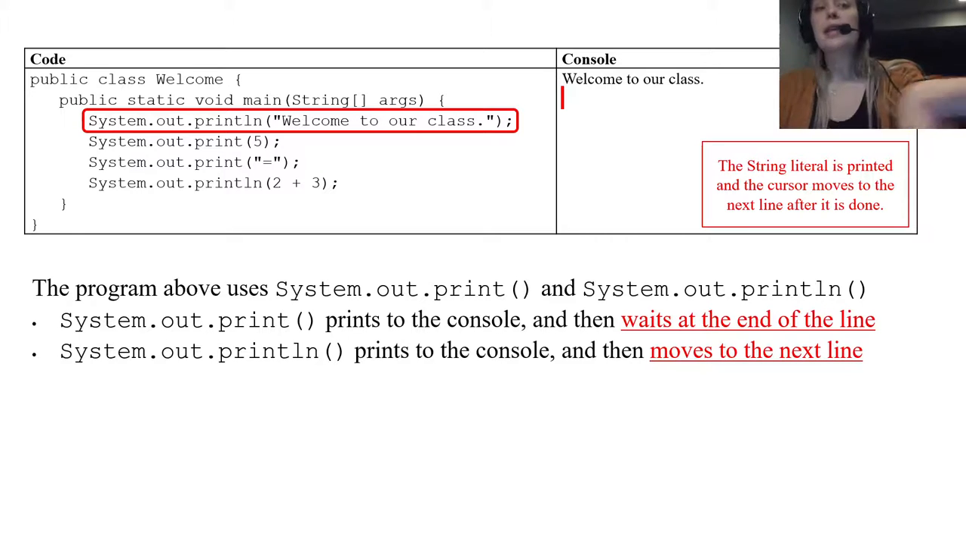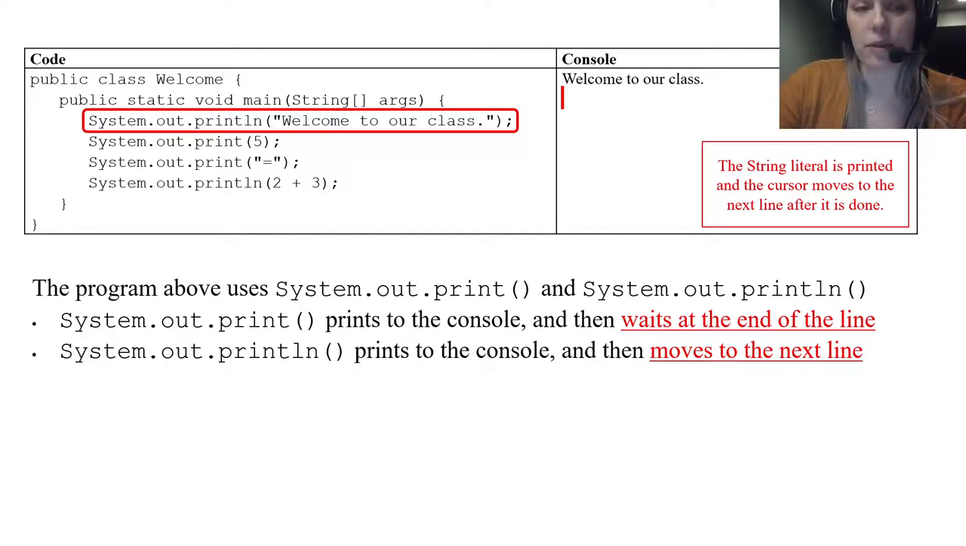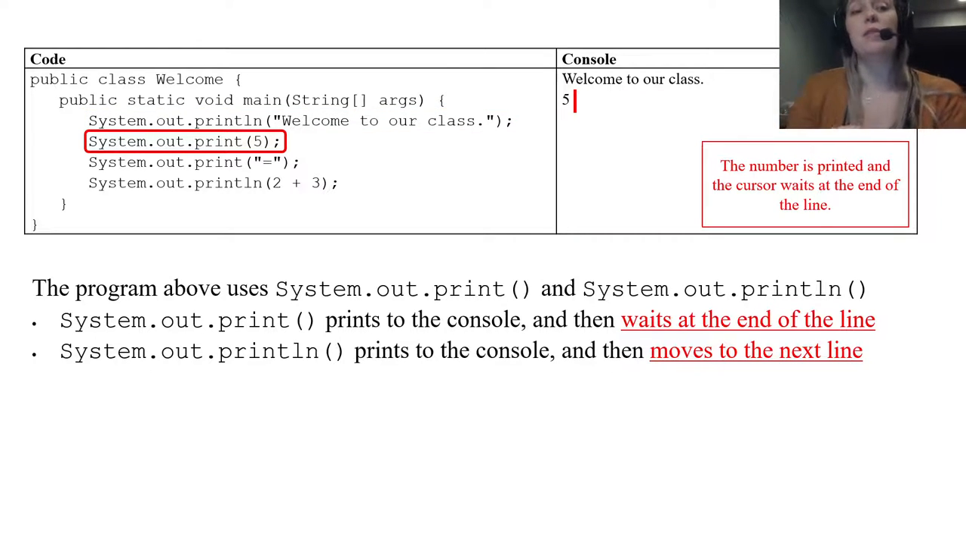So this first command, welcome to our class. So welcome to our class, period, gets printed off to the console. That string literal is printed, and then that cursor moves to the next line after it's done. So you'll see that cursor right there on the console. And then we have the statement print 5. Now notice there's no quotations around the 5. And that's because 5 is a number. It's not a string literal. It could be, but it's not a string literal.